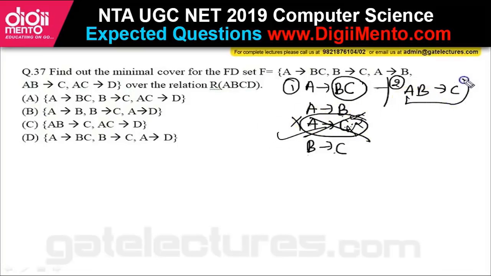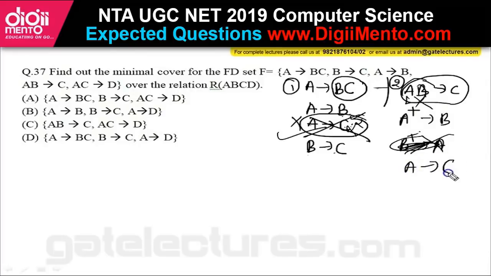Now look at this side, this is an important case. Whenever this kind of dependency is given, we will try to remove any one of them. Now how to remove? We will try to find out the A closure and B closure. If A closure can derive B and if B closure can derive A, then we will remove any one of them. What I want to say is, if A closure is B, then we will totally remove B from here and it will be only A derives C. Okay, so I hope you got my point.